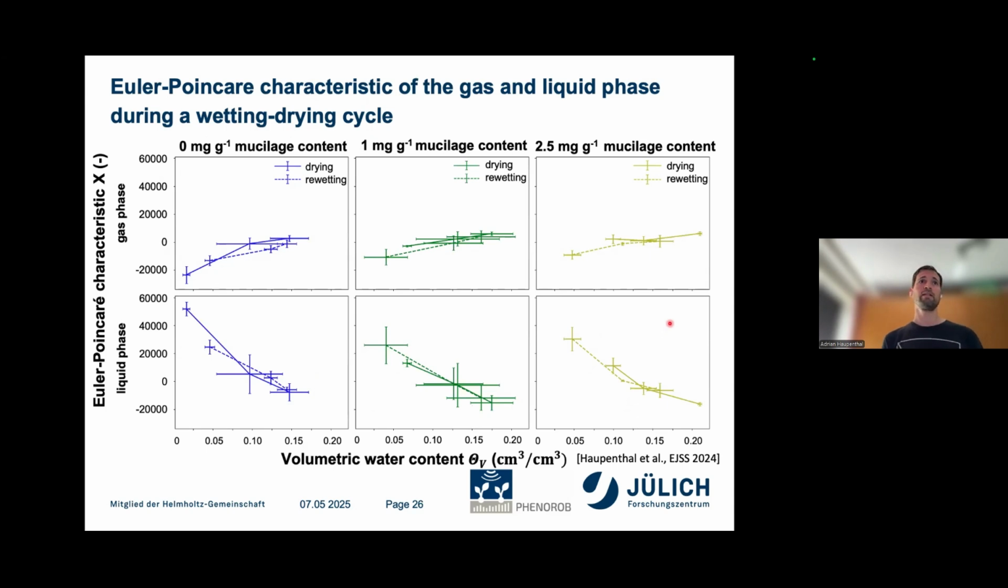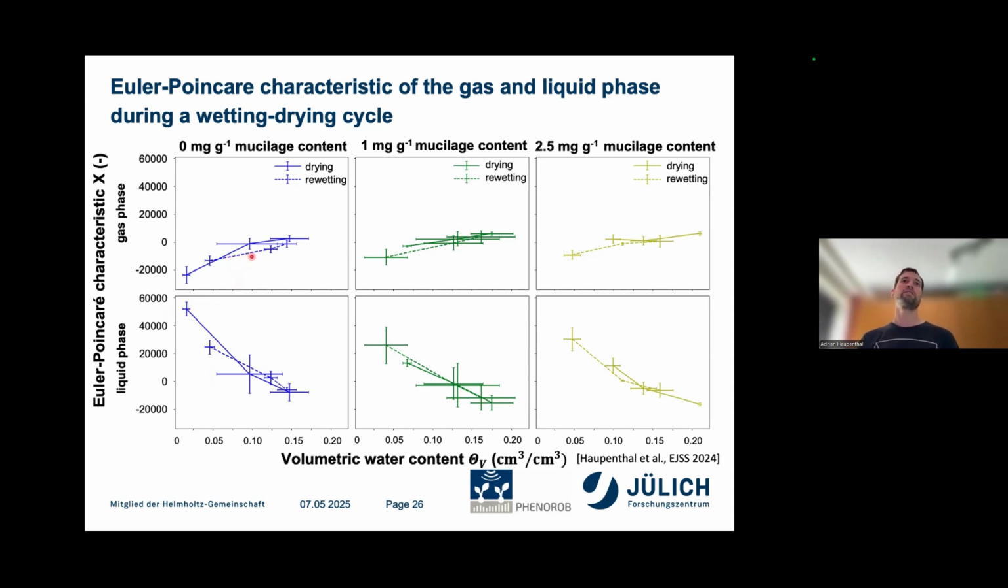As for the results, we have the Euler-Poincaré characteristic on the y-axis and the volumetric water content on the x-axis. We have the control soil, 1 milligram per gram mucilage content, and 2.5 milligram per gram mucilage content. In the top row we have the gas phase, and in the bottom row the liquid phase. First of all, at low water contents, we have a negative number for the gas phase, which makes sense: a good connectivity of the gas phase. And we have high values for the liquid phase, which also makes sense, since it is close to zero water content, so a bad connectivity of the liquid phase.